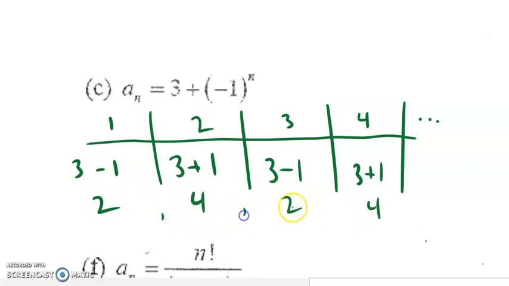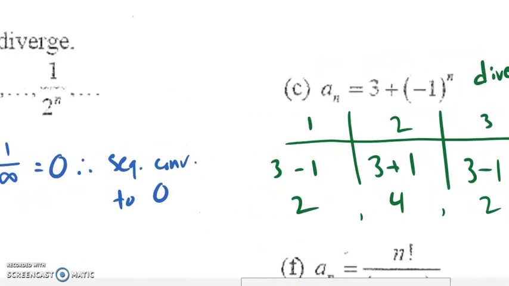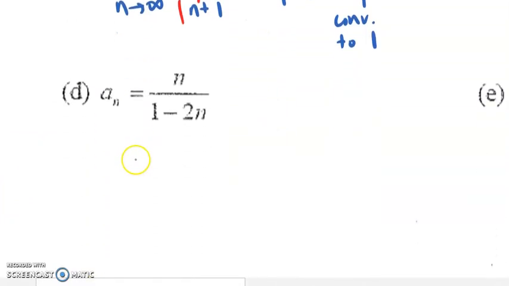This sequence of 2, 4, 2, 4 does not converge. This diverges by oscillation. Remember that limits exist when the terms approach a single value, and 2 and 4 are not the same value, so this is an oscillating problem. All right, cool.